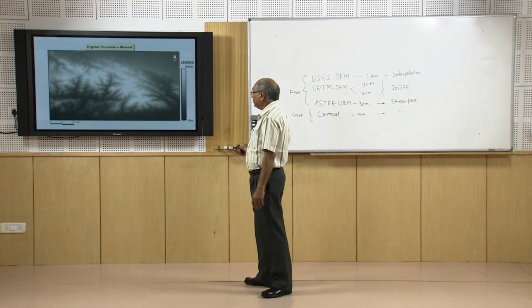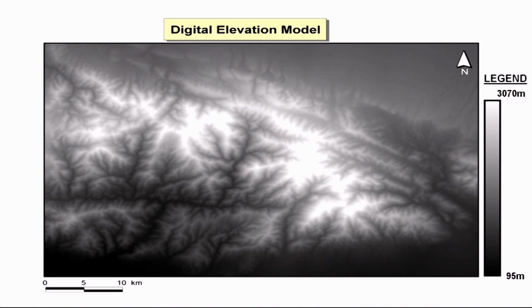One of the examples of a digital elevation model is given here, and this elevation model has elevation ranges between 95 meter to 3070 meter, and you can then assign some colors or shades of gray, like here for highest value white color, for lowest value dark color, and the rest of the values are in between. So when you have this kind of variation of a terrain in a small area, you can see even the valleys and stream network which are visible quite easily here.